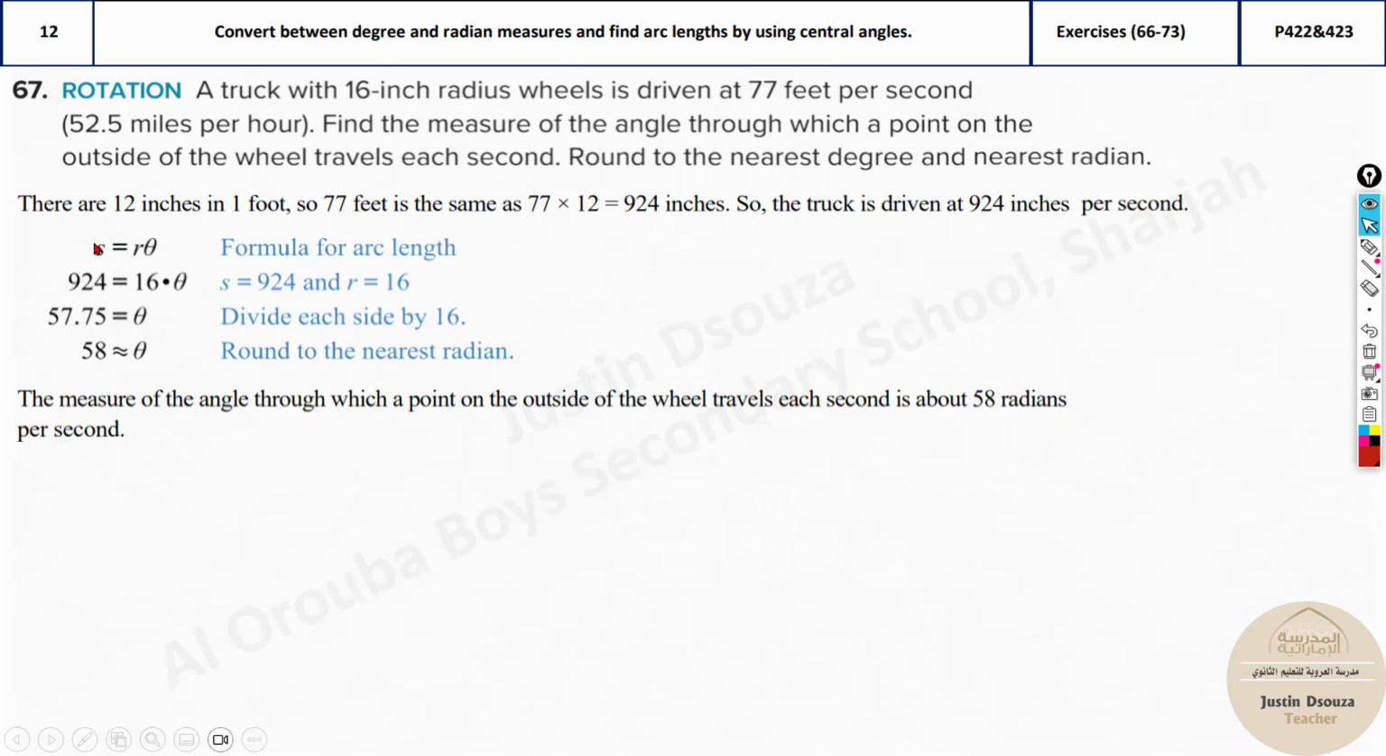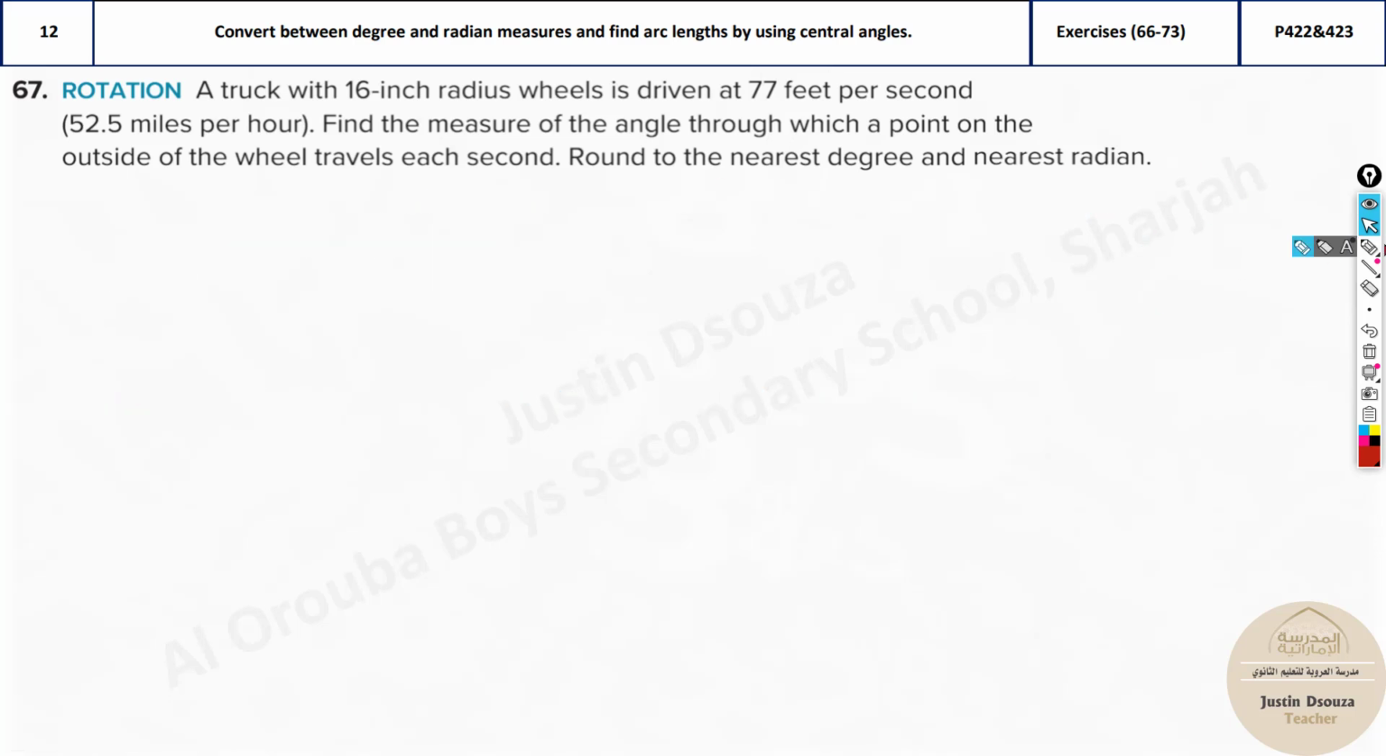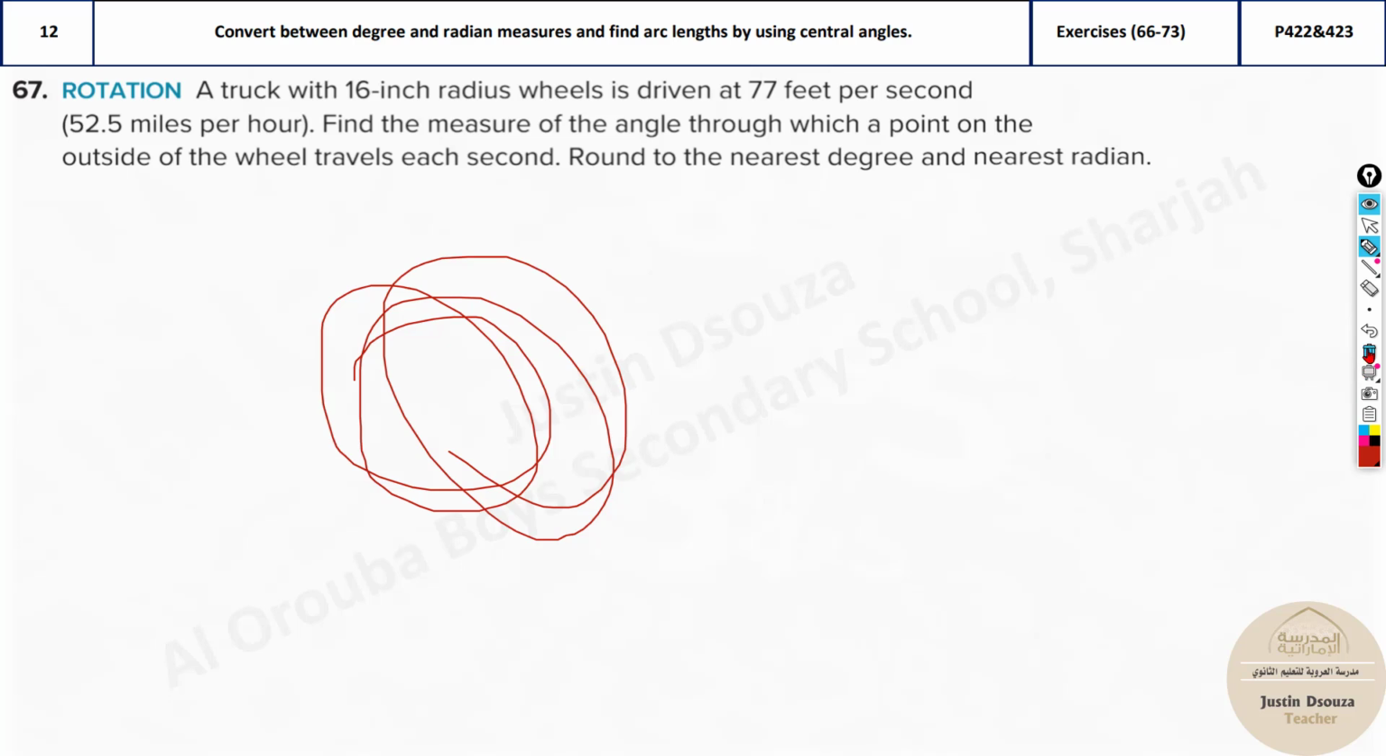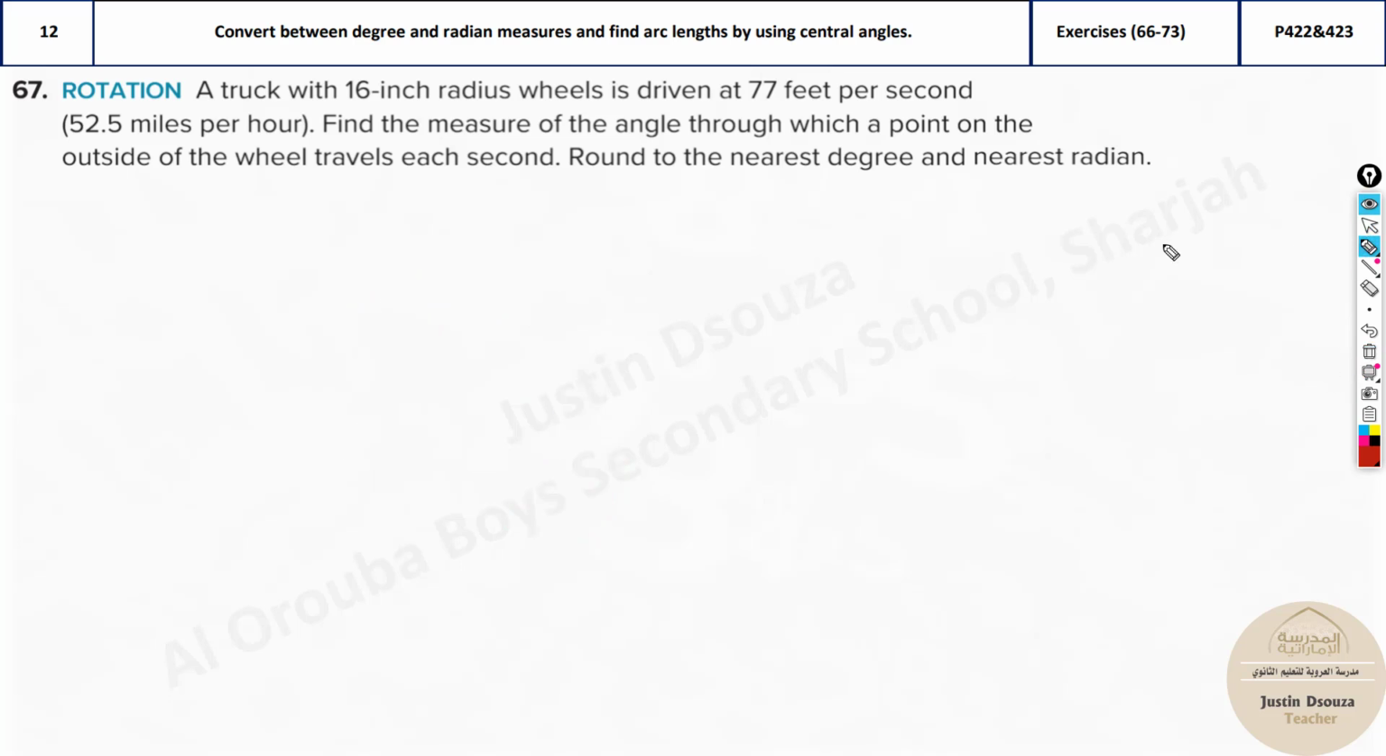But here, we know the arc length, how much is driven. It's told 77 feet per second. We know the radius R. What is unknown? Find the measure of the angle through which a point on the outside of the wheel travels each second. That means how much is the angle, like how much is the rotation. That is what is required. Now, let me write down the formula. S, arc length, is equal to R theta.